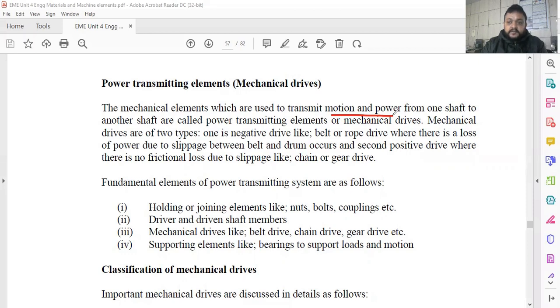And specifically, we have to transmit the power from one shaft to another shaft by means of the mechanical drive. For that, you have to keep in mind the fundamental elements of power transmitting systems: holding and joining elements like nut, bolt, and coupling, that we already discussed, how couplings hold two shafts together during the power transmitting process. Also, we have driver shaft and driven shaft. In this topic, we have to study the mechanical drive, like belt drive, chain drive, and gear drive. That is the fundamental aspect of today's topic.